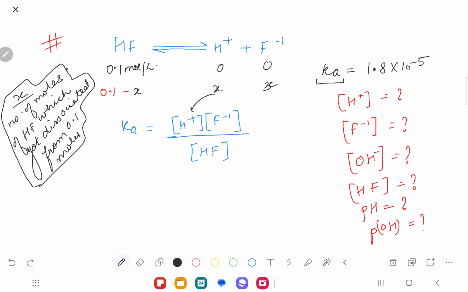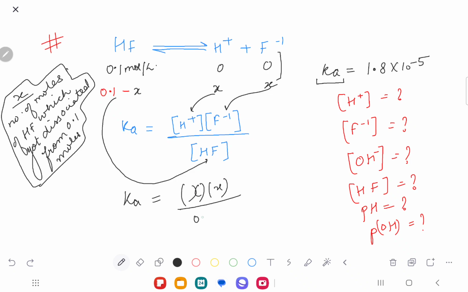So this X you put in here, because obviously F negative is here, and 0.1 minus X you substitute here. So Ka here shall be X into X over 0.1 minus X. And that value is 1.8 into 10 raised to power minus 5. Yes or no? And you look at the value, this 10 raised to power minus 5 is really, really less. So what you can do? You can neglect this X. And when you can neglect this X, it would become X square over 0.1, and that would be 1.8 into 10 raised to power minus 5.